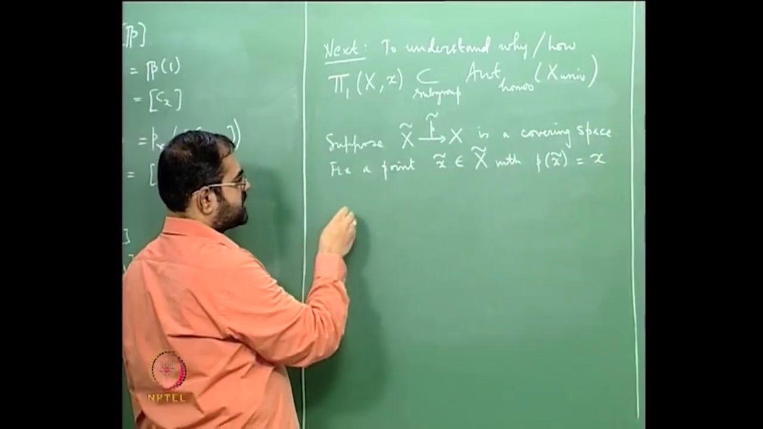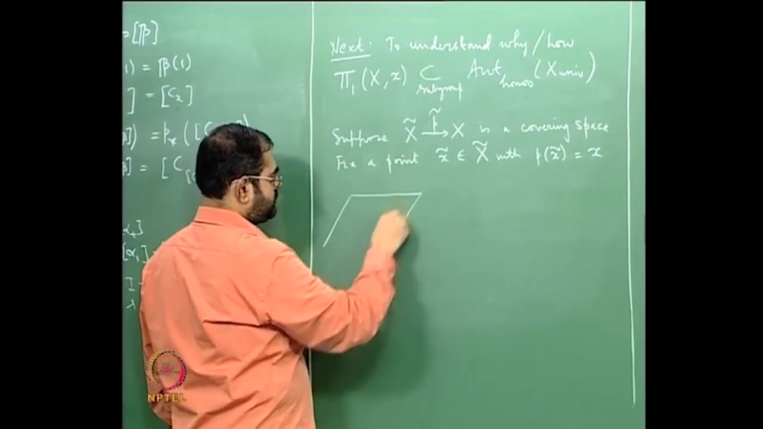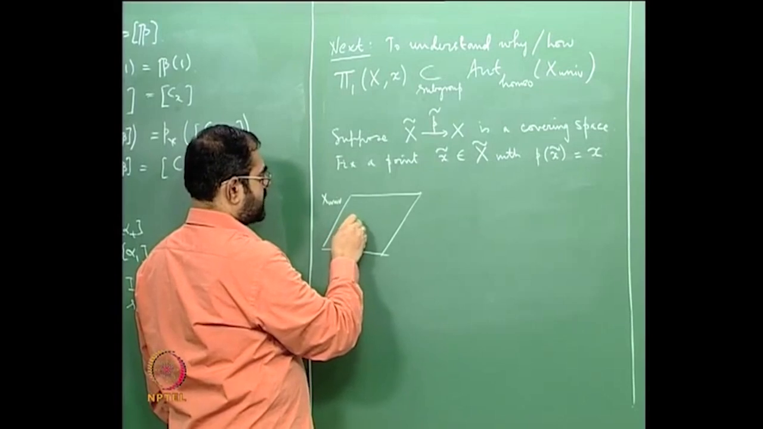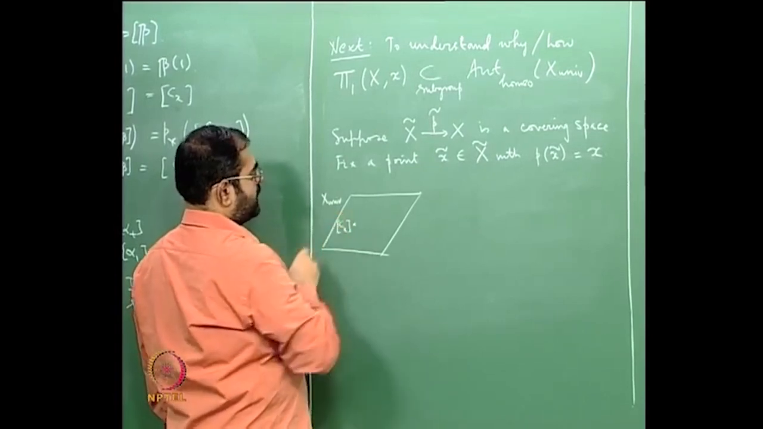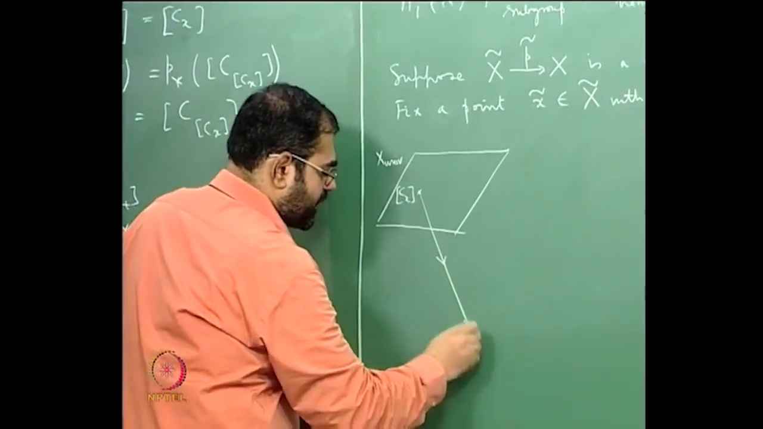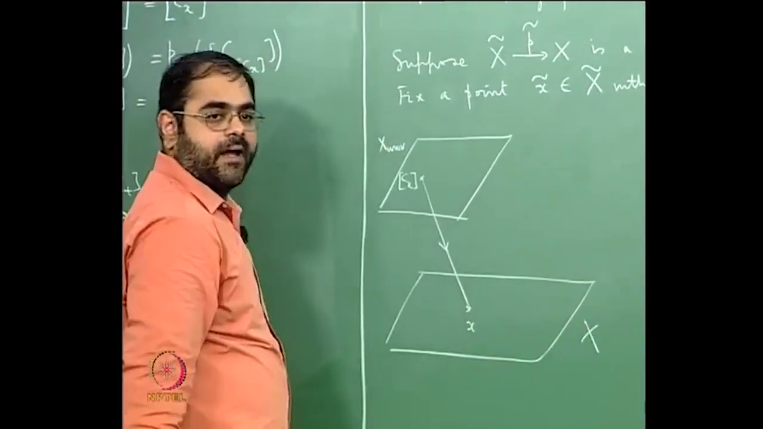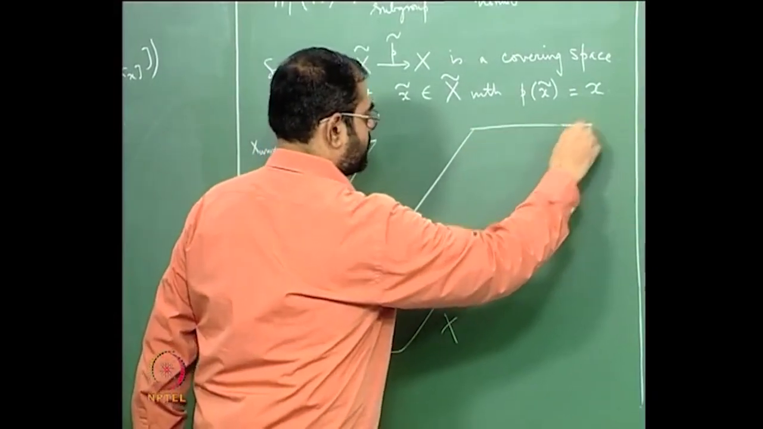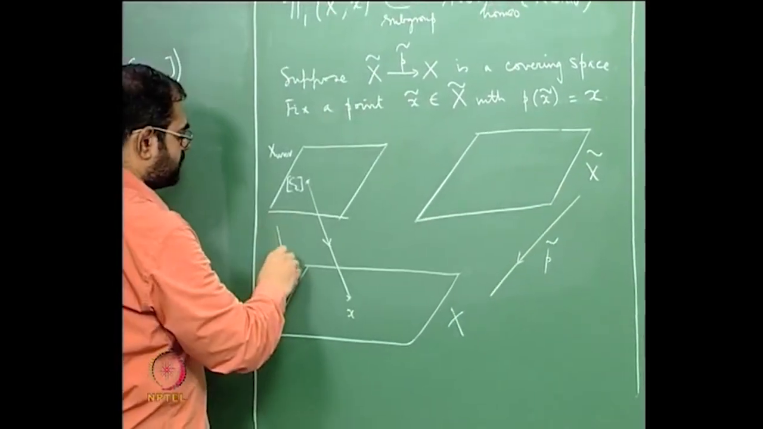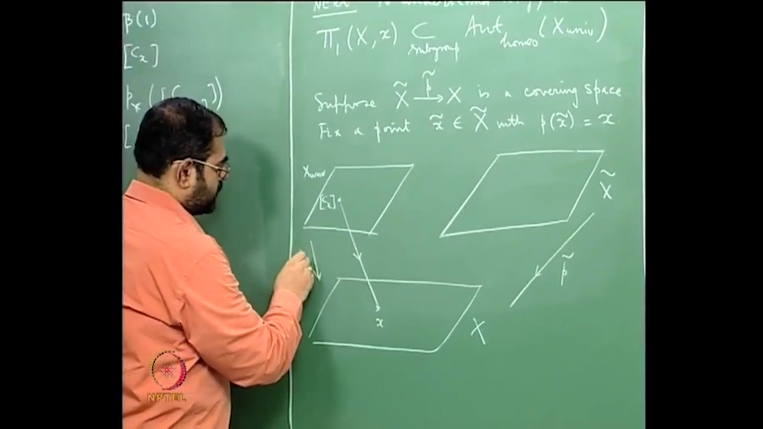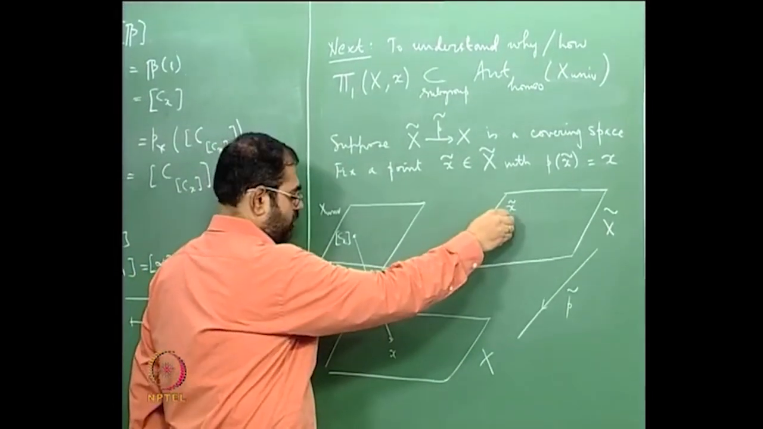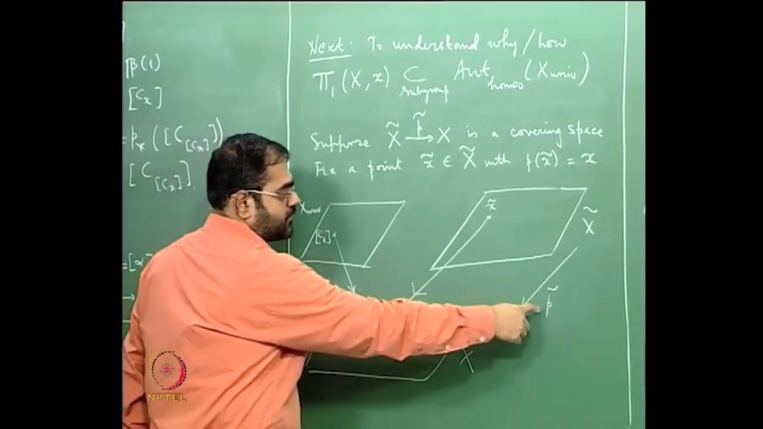So the situation is like this. So here is X sub univ. I fixed in X sub univ, of course, I'm going to take the natural point, namely the constant path at x, which lies above small x in capital X. Okay, and then I'm going to take another covering space, X tilde, given to me along with the covering map P tilde. So this map is p, and I have a point here, namely small x tilde, which is also lying over x under the map P tilde.